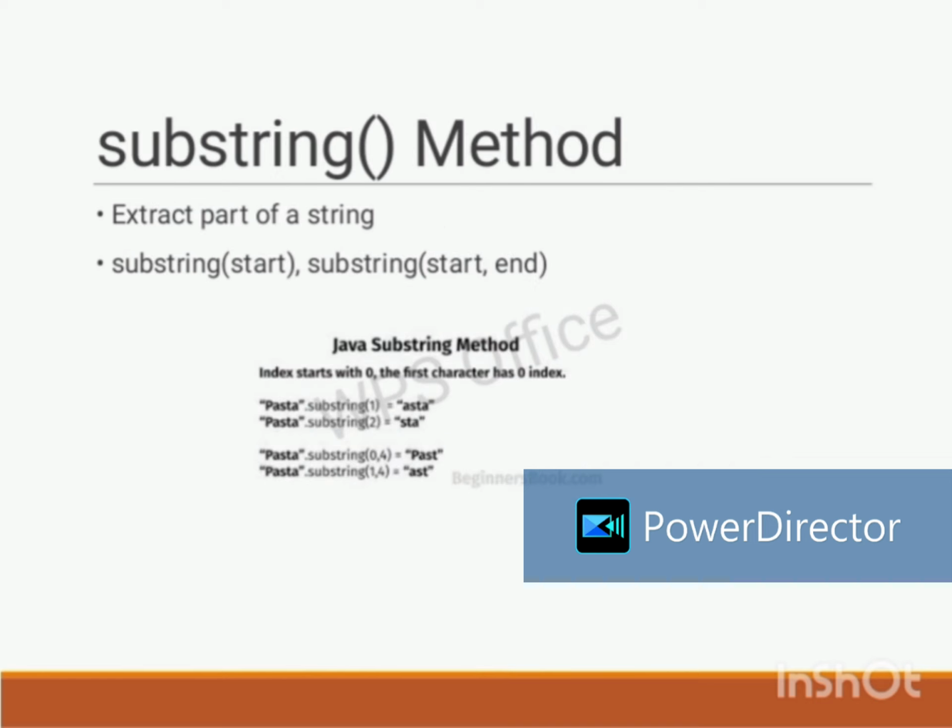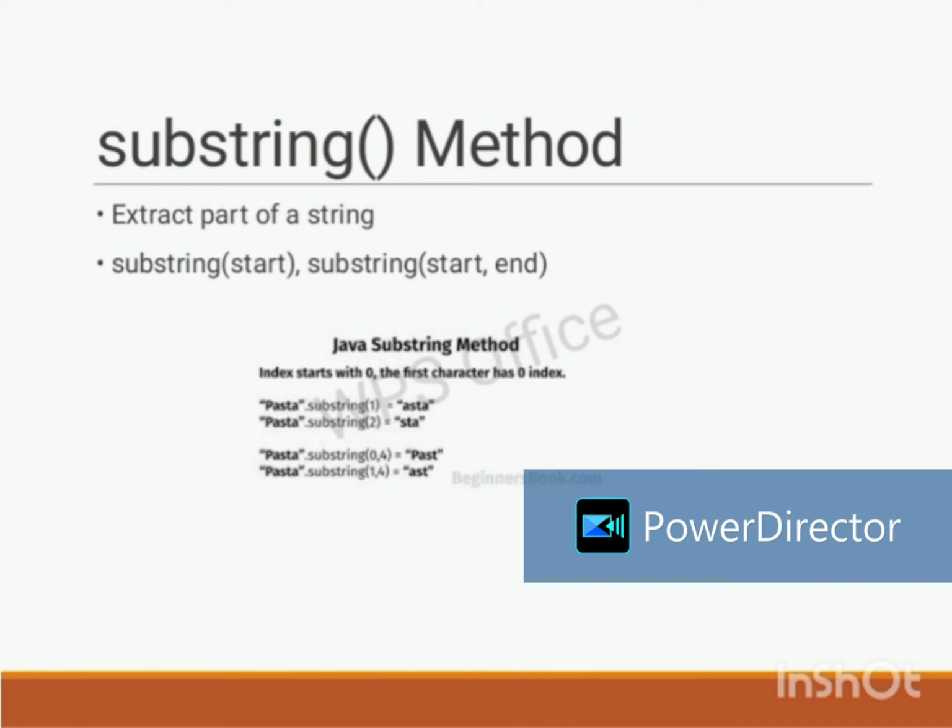Substring method. One of the most powerful tools in string manipulation is the substring method. It lets you extract parts of a string, like cutting a slice from a cake. There are two main forms of substring. First one, substring(startIndex). Second one, substring(startIndex, endIndex). The first version extracts from the start index to the end of the string, while the second extracts from the start index up to but not including the end index.